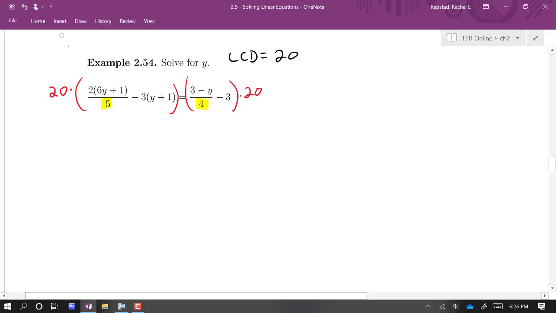Now that factor of 20 is going to distribute to each of these terms. So what I'm going to do is just rewrite this.